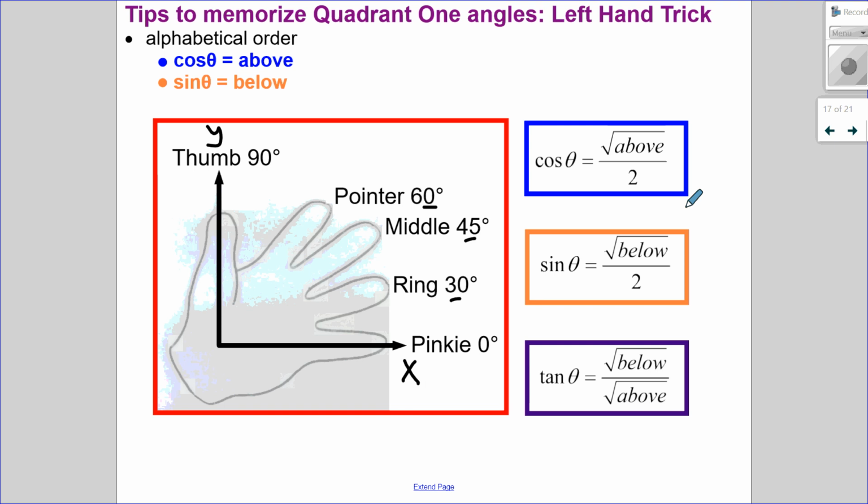So for example, if I fold down my 30-degree finger, I can look at that and say that cosine of 30 degrees is, how many fingers above? 1, 2, 3. It would be root 3 over 2. And then sine of 30 degrees would be the fingers below, which you can see is 1. And root of 1 is 1 over 2. And you can repeat that process for 45 and 60. You can do the same thing for tangent as well.